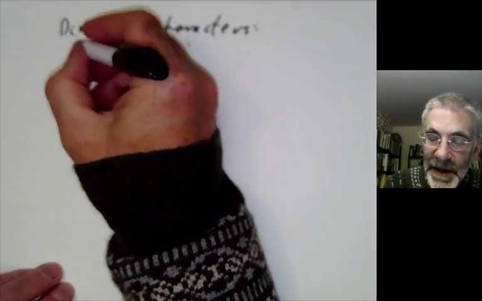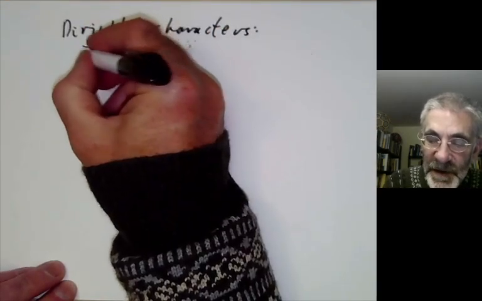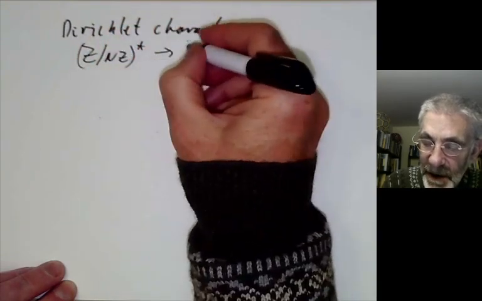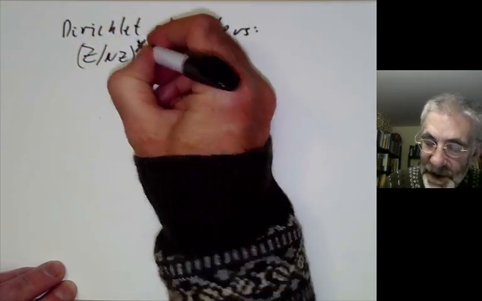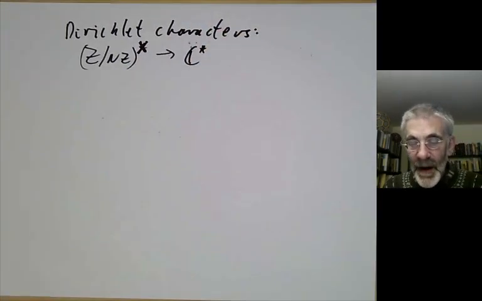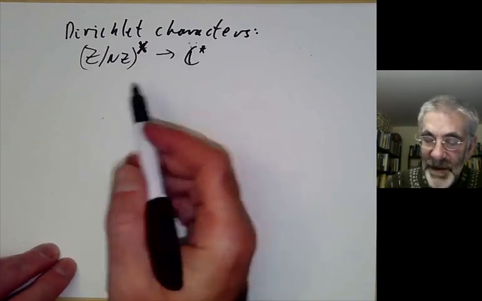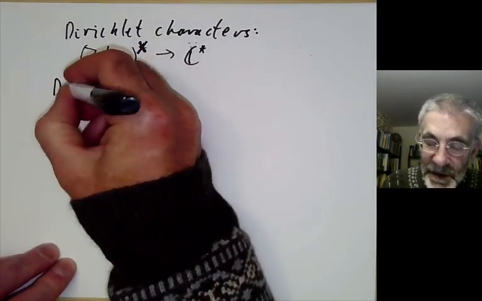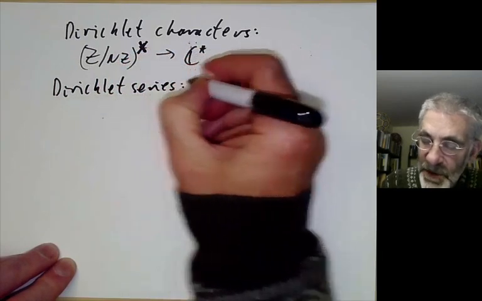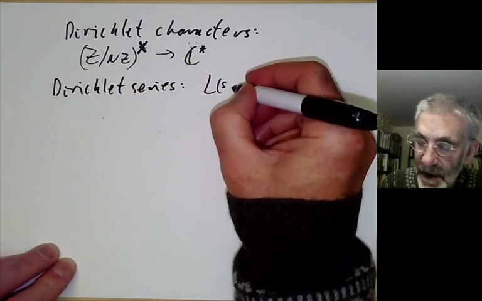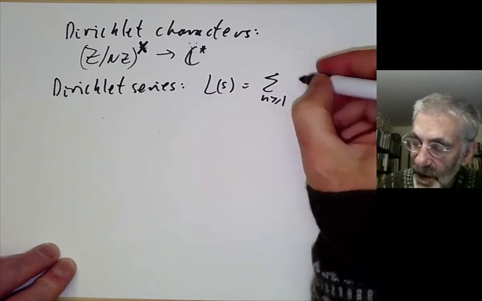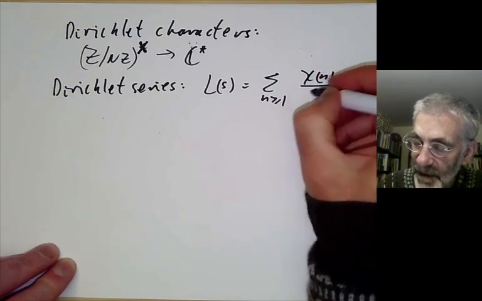So in general, Dirichlet characters are homomorphisms from Z over NZ star, the units, not the dual, to the non-zero complex numbers. And they're used quite a lot in number theory. For example, you form a Dirichlet series, which would be L of s, given by the sum over n greater than or equal to 1 of chi of n over n to the s.